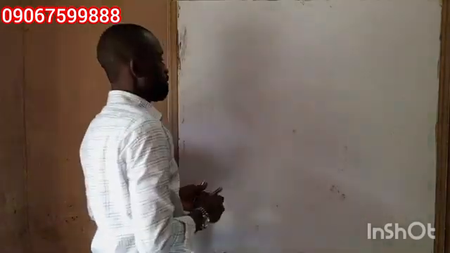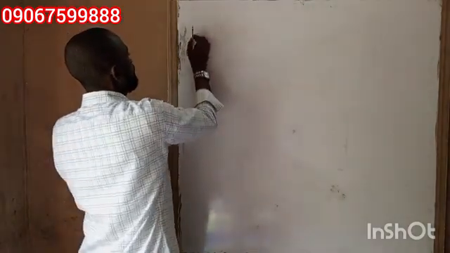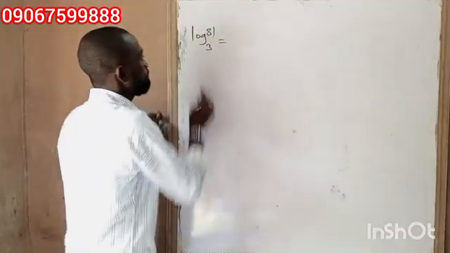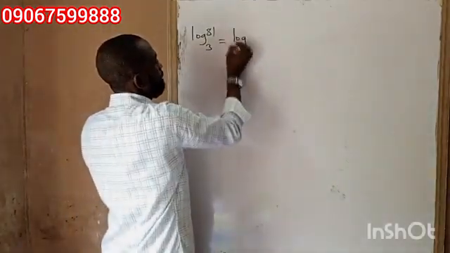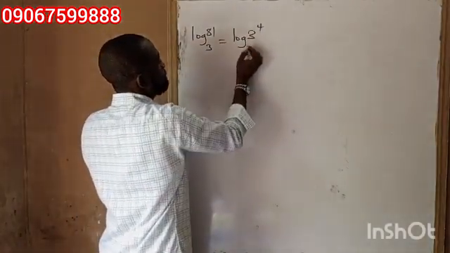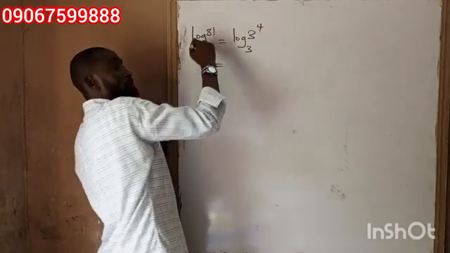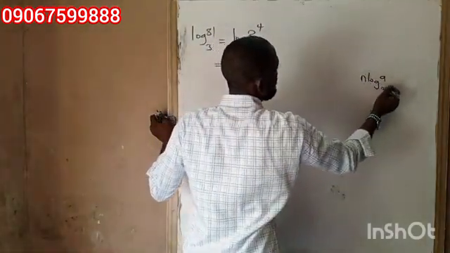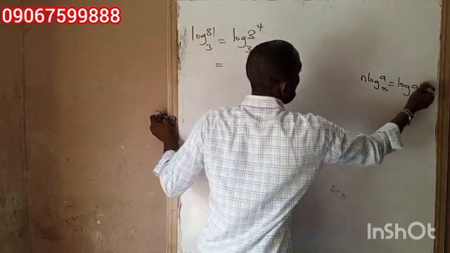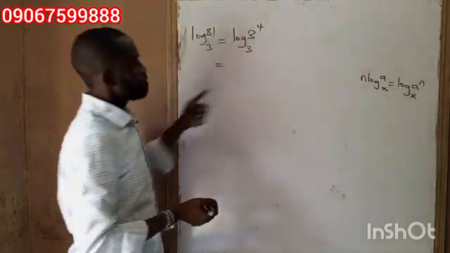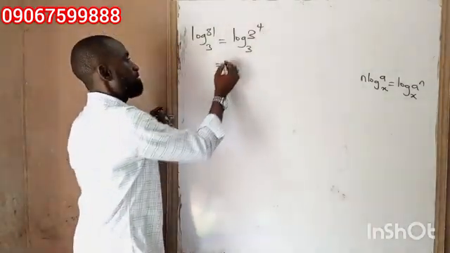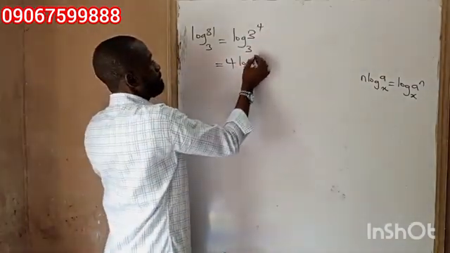The first one is log of 81 base 3. I want to apply the law and see what will happen. 81 is 3 raised to power 4, so log of 3 to the power 4 base 3. This power will come to the back, because n log a base x is log of a raised to power n base x. If it is the power, it comes to the back. We'll now have 4 log 3 base 3.